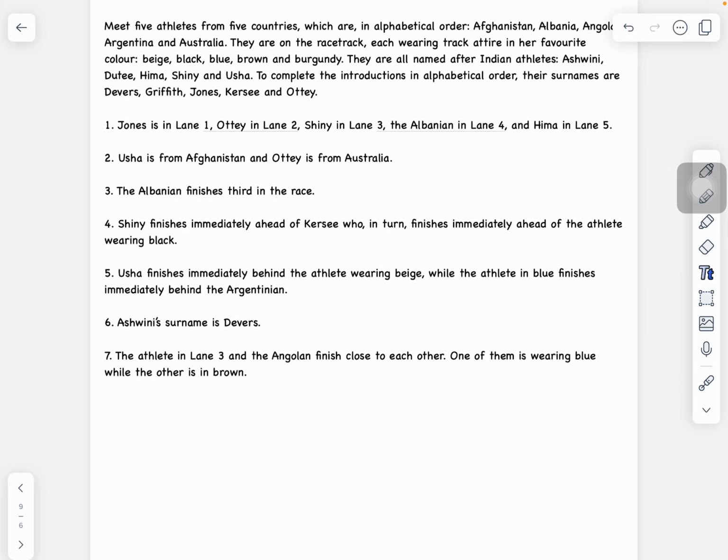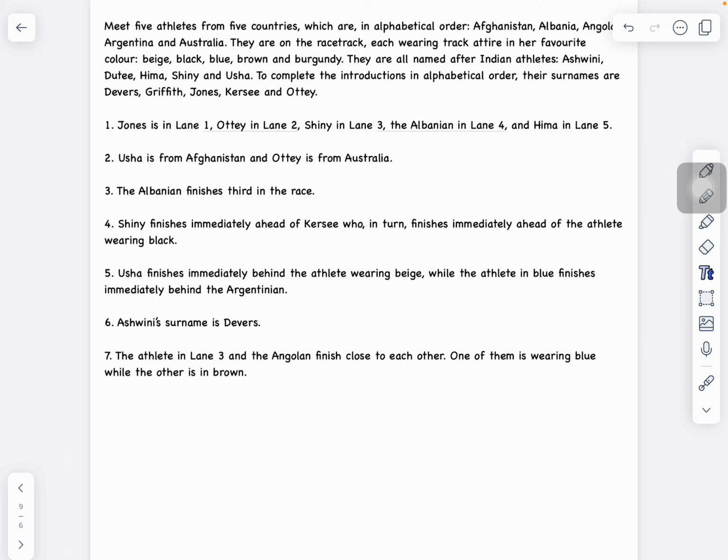But once we enter into the subsequent data points that are given, we can see that Jones is in lane 1, Otti is in lane 2, Shiny is in lane 3, etc. So there's a fifth variable which is coming into the picture: these five people's lane number is also something that we have to match. And as we go further into the points, we see that Usha is from Afghanistan, Otti is from Australia, and the third point says Albanian finished third in the race. So the result is also something that we need to take into account. So basically, it's a six variable match the following set: country, color, first name, second name, their track number, and the result.